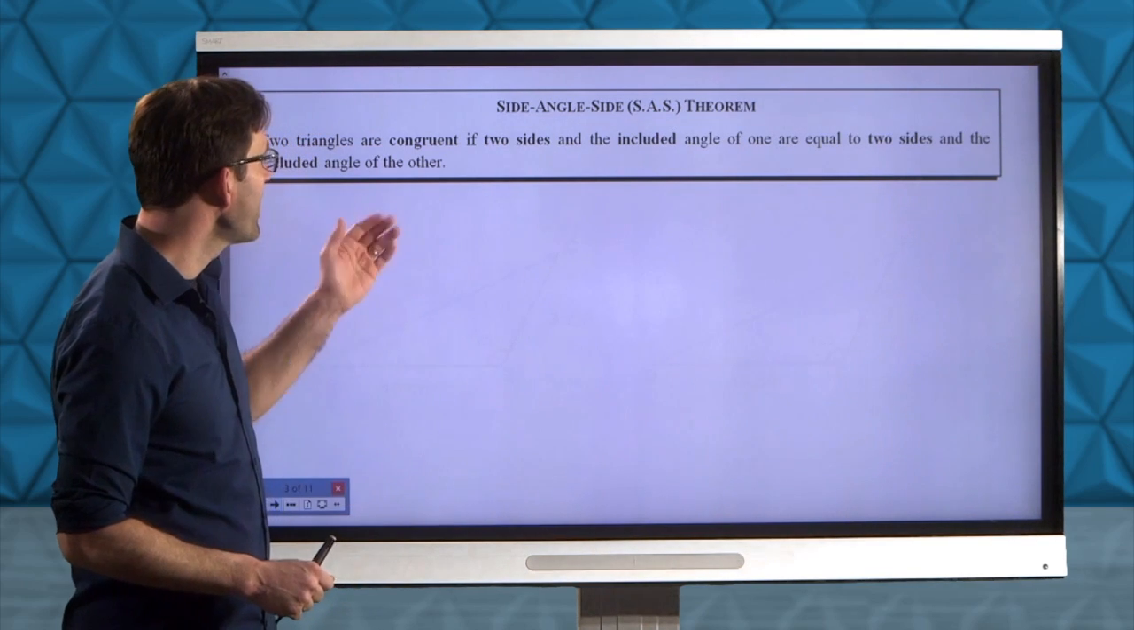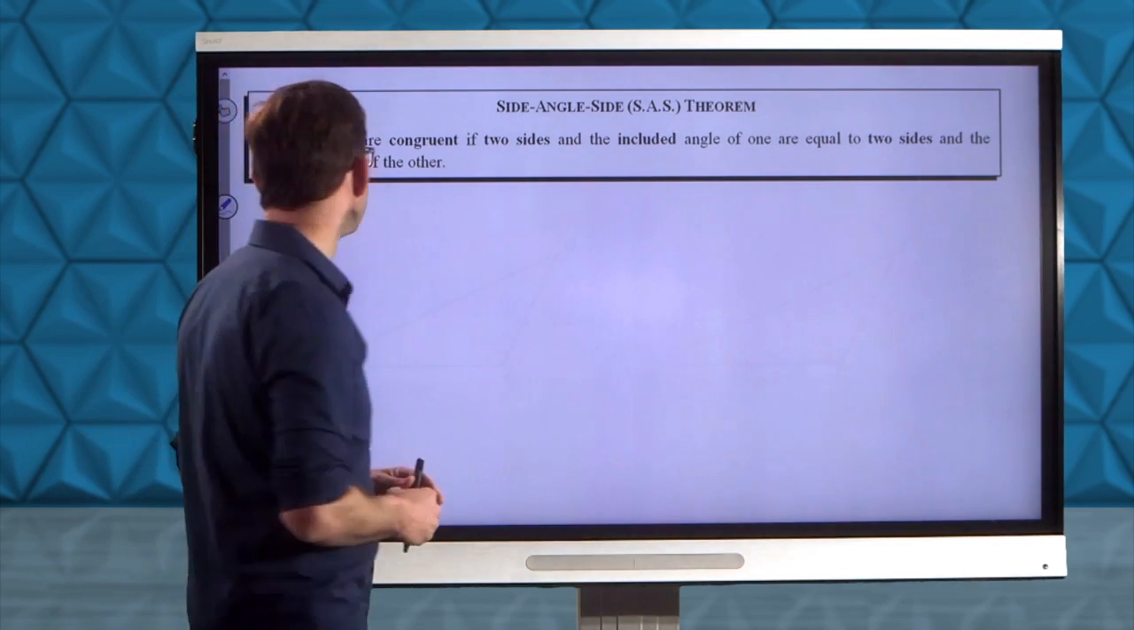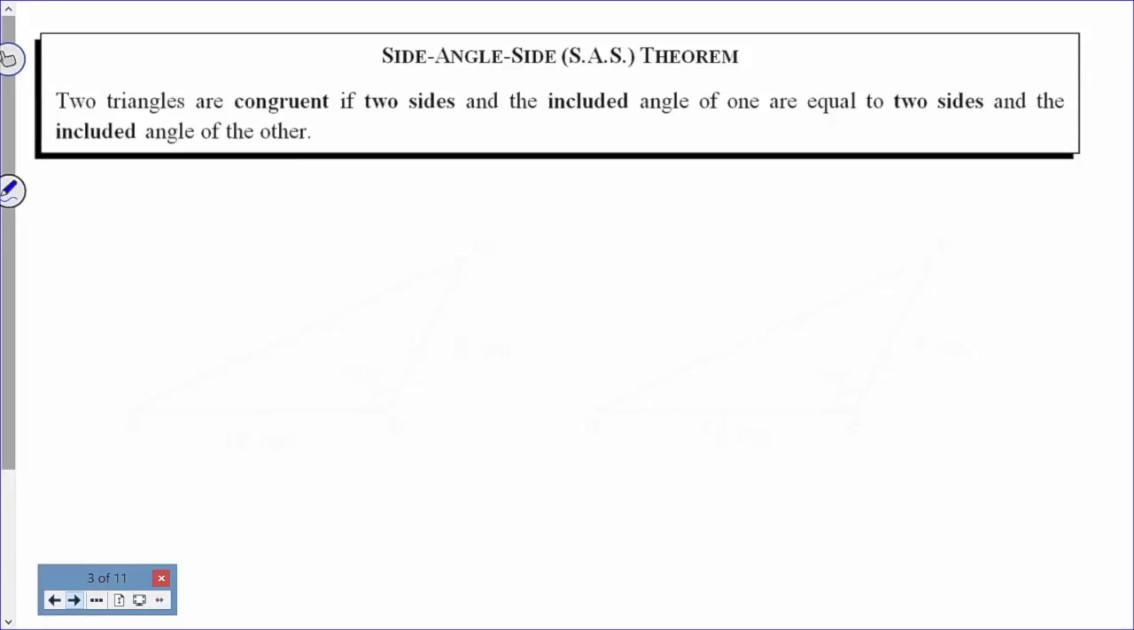Side angle side. Let's take a look at the theorem. Two triangles are congruent if two sides and the included angle, that's a new piece of terminology, of one are equal to two sides and the included angle of another. And again, equal or congruent either way.